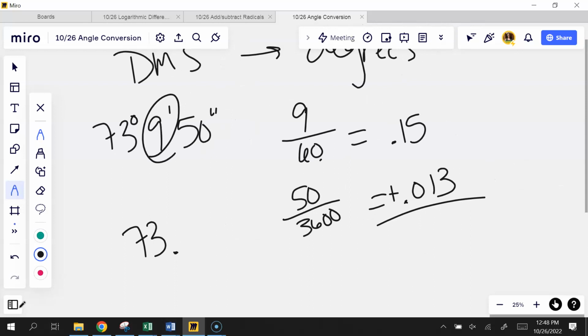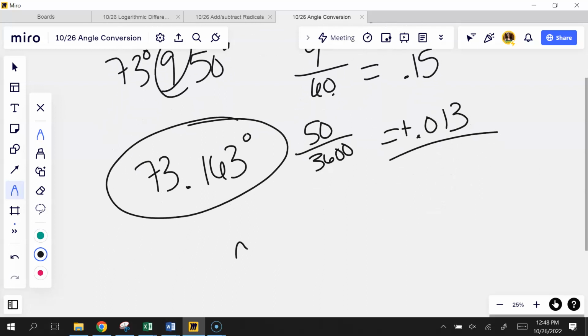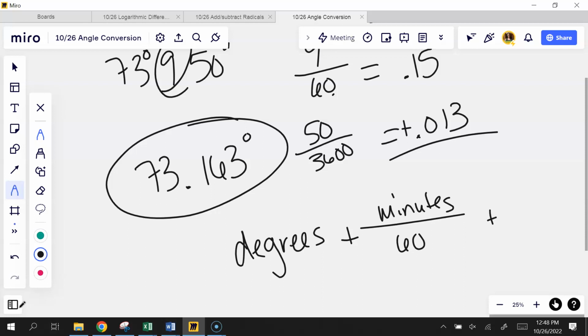And I'll put all this together in a 163 degrees. So it's degrees plus minutes over 60 plus seconds over 3600. Does that make sense? Always.